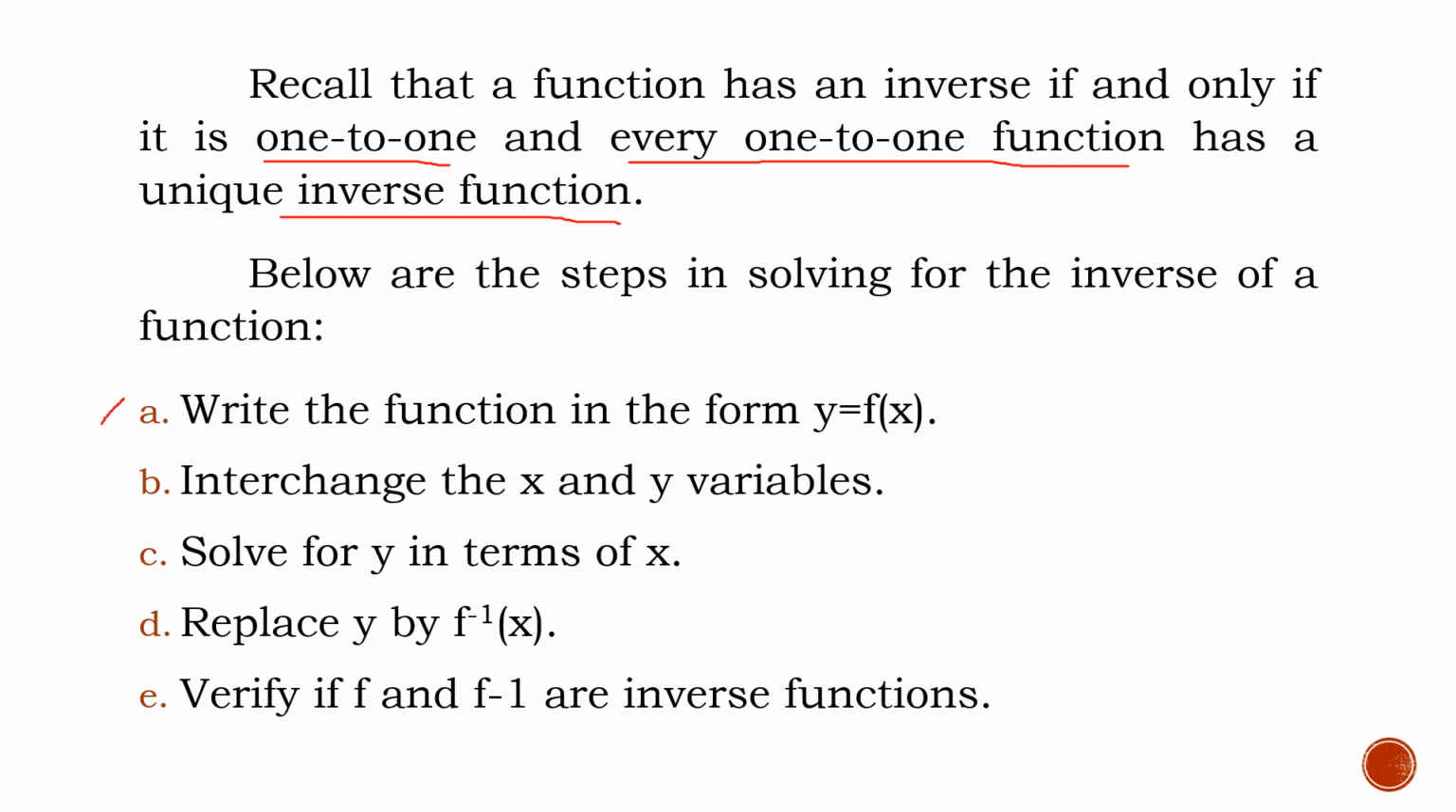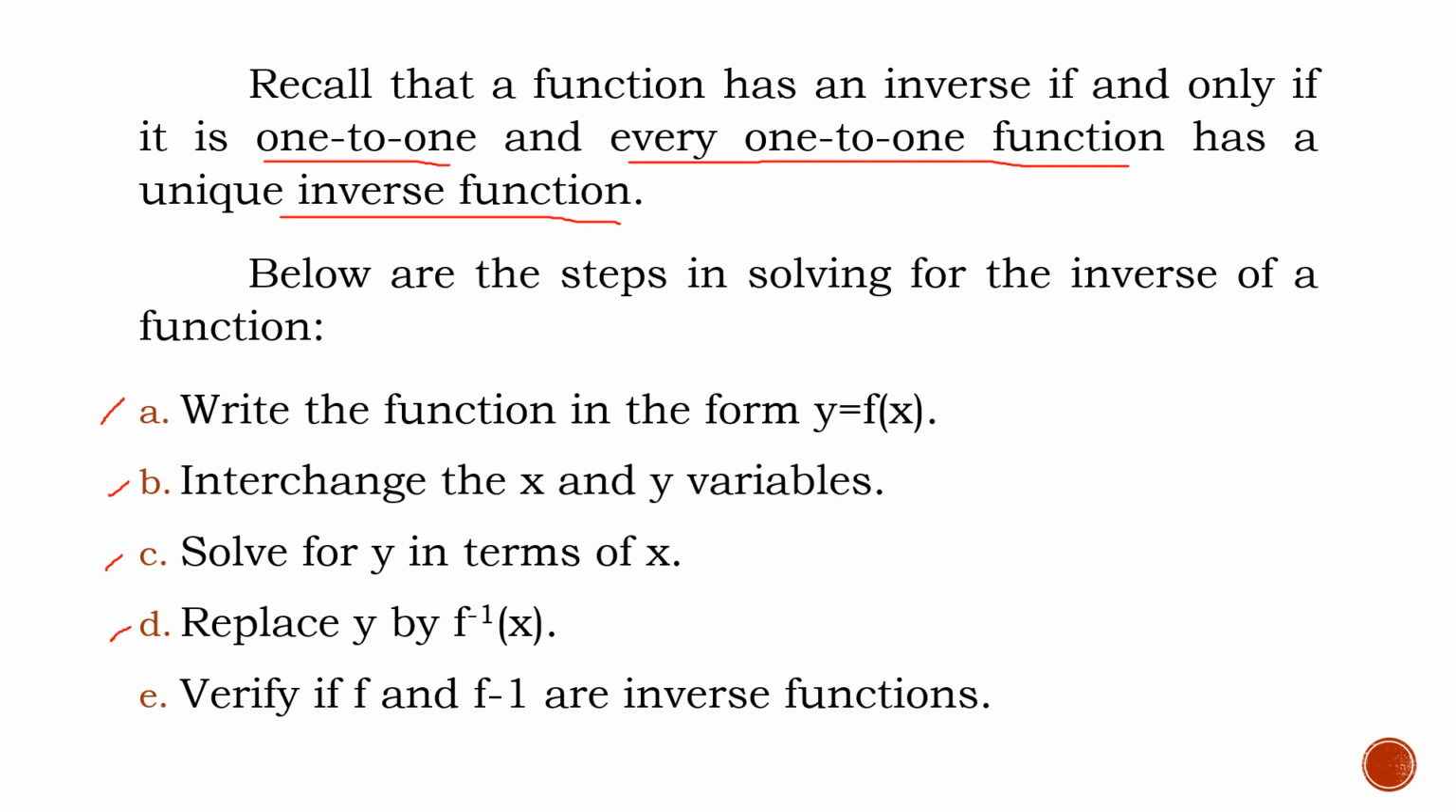First thing to do is to write the function in the form y is equal to f of x. We simply replace f of x with y. Then for letter B, interchange the x and y variables, so swapping of positions between your x and y variables. Then for letter C, solve for y in terms of x. Right after the interchange between x and y, we really need to solve for the value of y in terms of x.